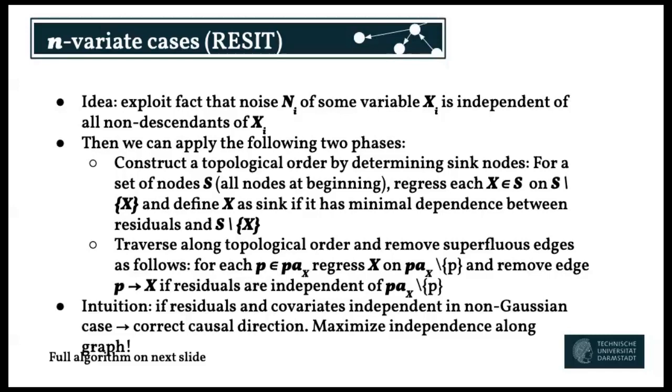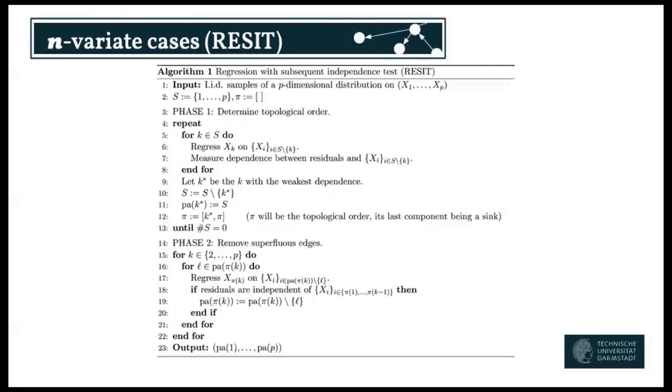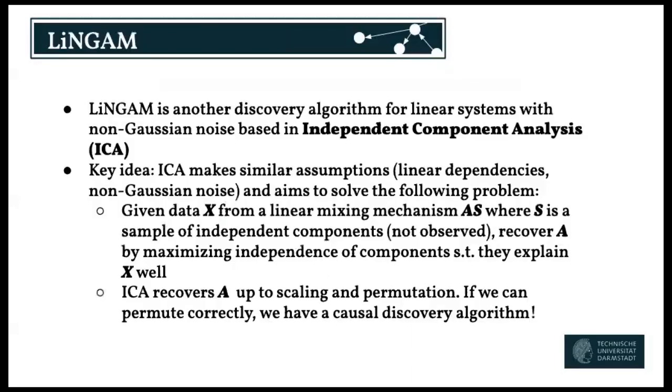The intuition behind this is that, again, if we have the dependency between covariates and the residuals, we have identified the correct causal direction. And since we are in the varied case now, we try to maximize these independencies along the topological order. This is the algorithm just for you in case you're interested in the details, but we won't go over that now.